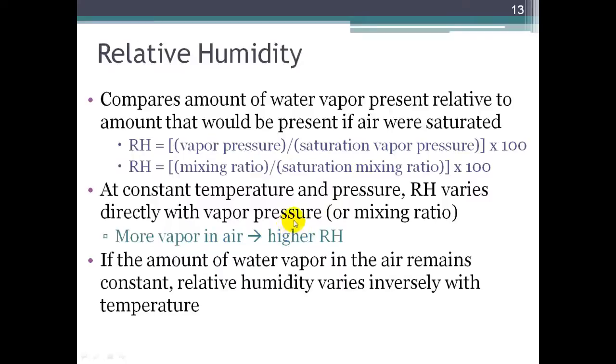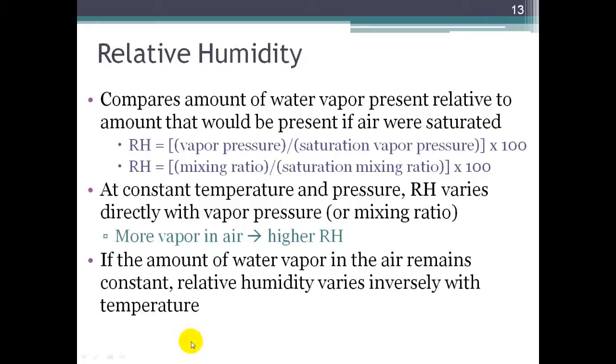If you were able to hold temperature and pressure constant, then relative humidity would just vary directly with vapor pressure or mixing ratio. In other words, the more vapor that's in the air, the higher the relative humidity would be.